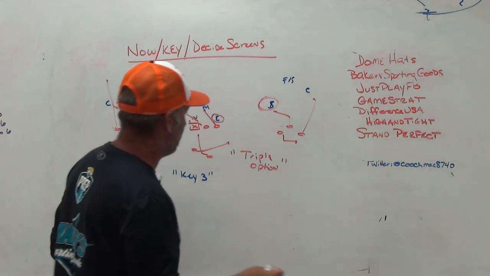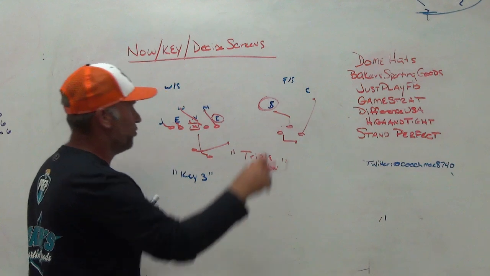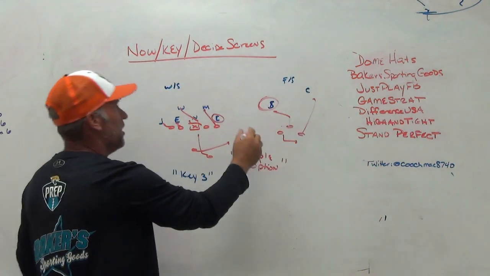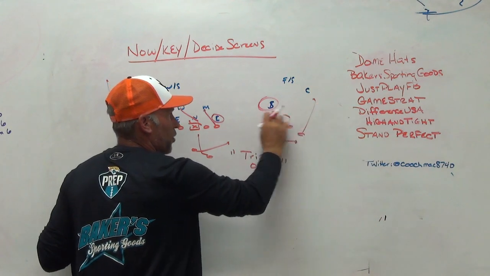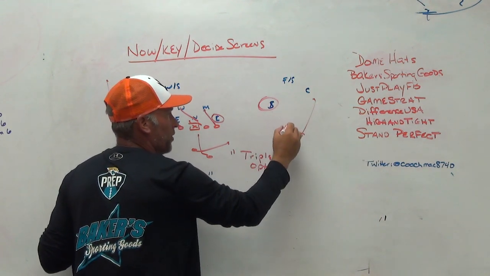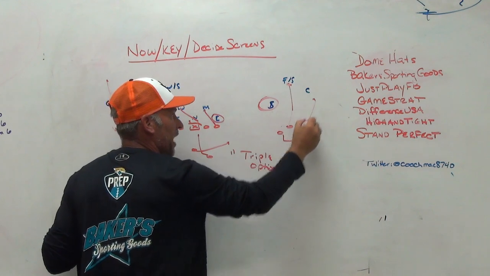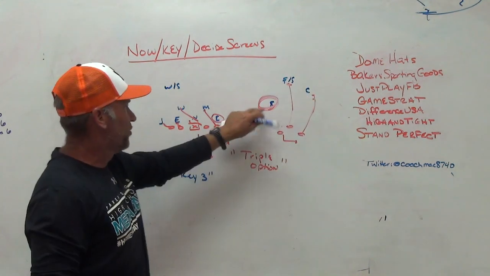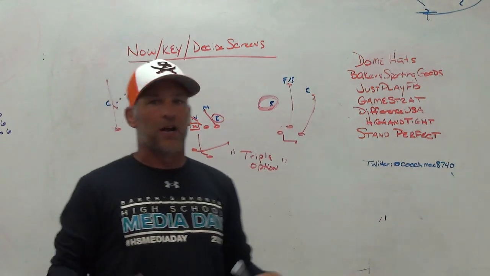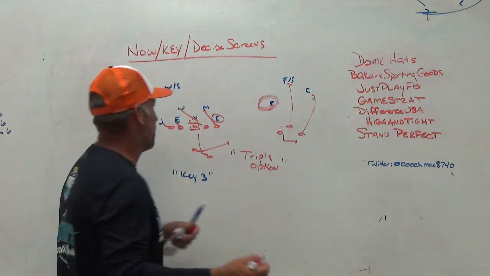All right? And instead of using a pitch phase, we're using a throwing mechanic phase as the triple option. Okay? So when we're doing that, what we would probably do is work up to the high safety and the corner, leave that unblocked. On a decide screen, we've got to block that nickel.